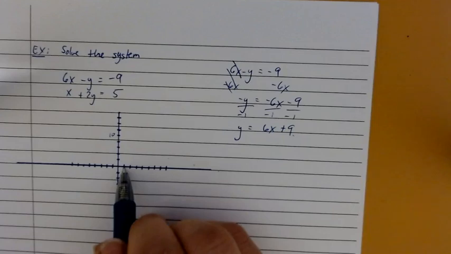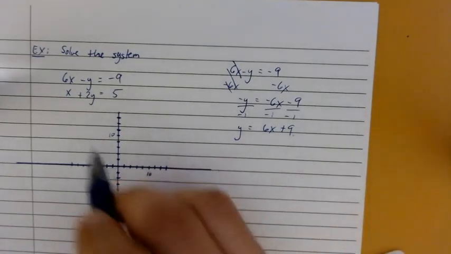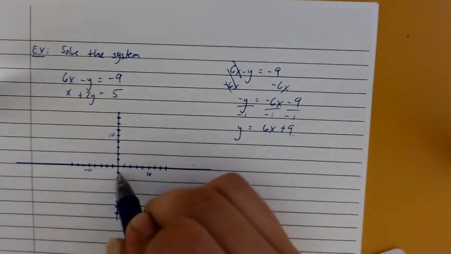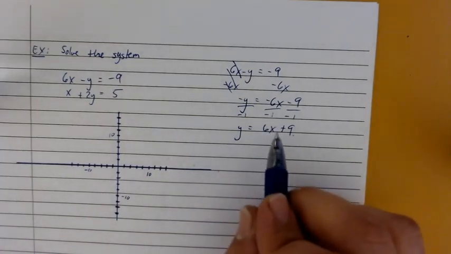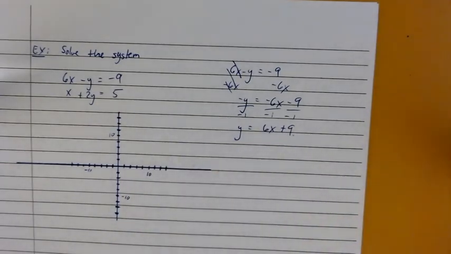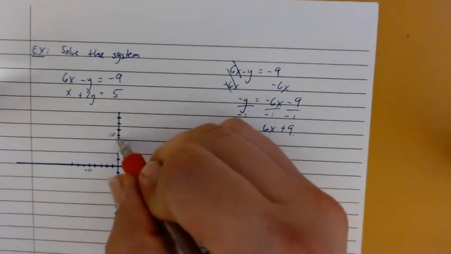Same thing on this side. I'll say 2, 4, 6, 8, 10, and 2, 4, 6, 8, 10, like that. All right. So if x is equal to 0, y is equal to 9, and so I have a y-intercept of (0, 9). So 2, 4, 6, 8, there's my 9.